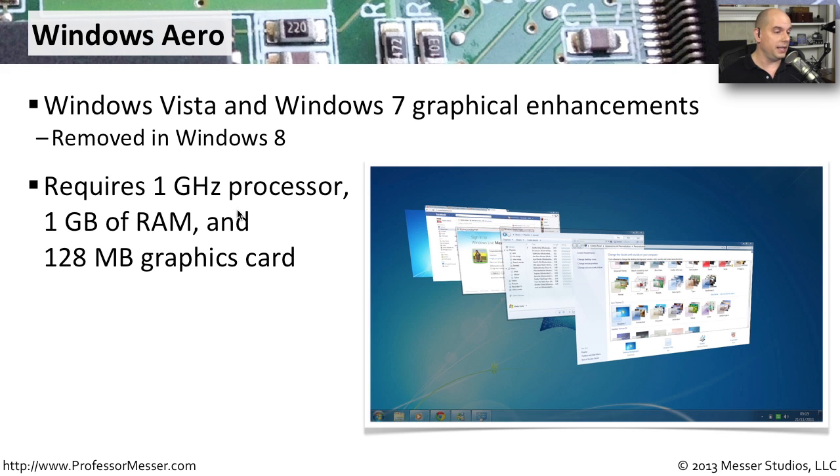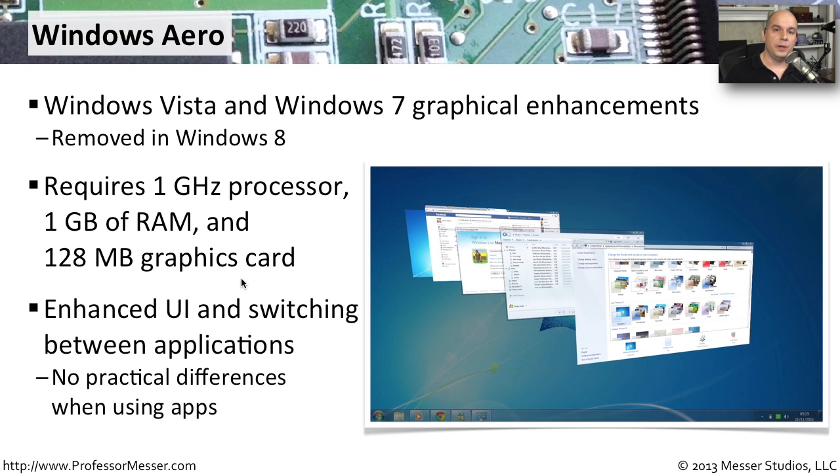You would need at least a 1 gigahertz processor in your computer, and it needed to have at least 1 gigabyte of RAM and a graphics card that had available on it at least 128 megabytes of graphics memory. This allowed you enhancements to the operating system and the user interface itself, but it didn't change how you use the applications. This was only associated with the UI and how you were able to move around and use different parts of the user interface. The applications remained exactly the same.